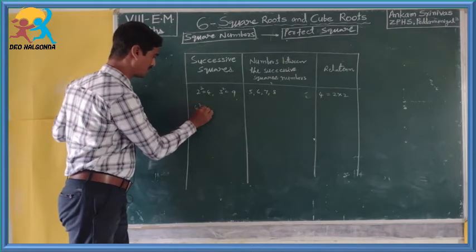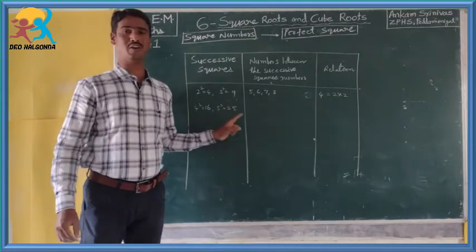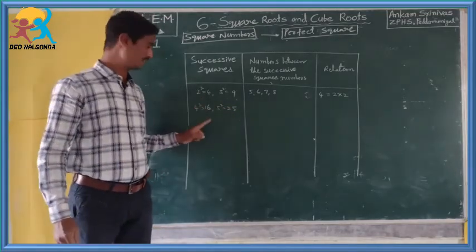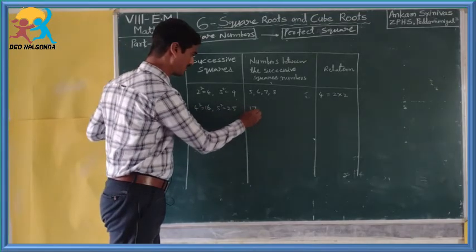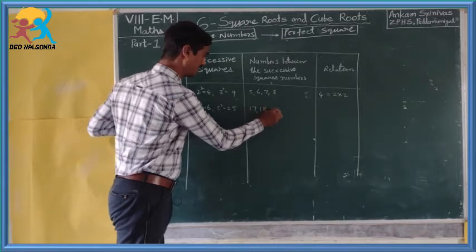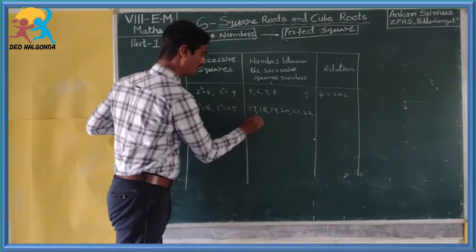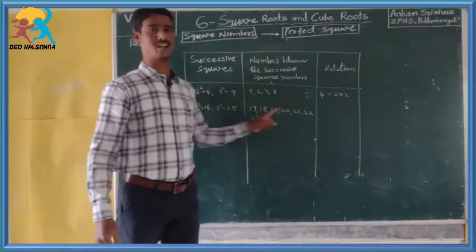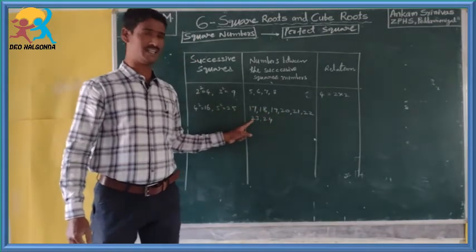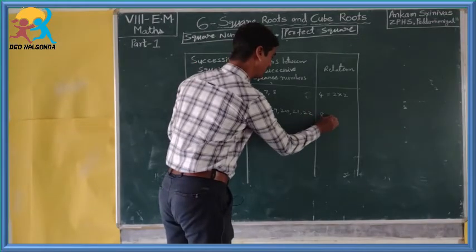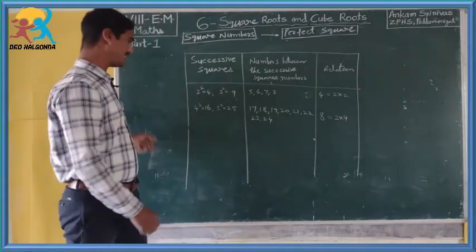Suppose I take another 2 successive squares, 4 square equals 16, 5 square equals 25. I am going to take the numbers that lie between 16 and 25. What are the numbers between 16 and 25? 17, 18, 19, 20, 21, 22, 23, 24. Let's count: 1, 2, 3, 4, 5, 6, 7, 8. There are 8. 8 can be written as 2 into 4. Yes or no?